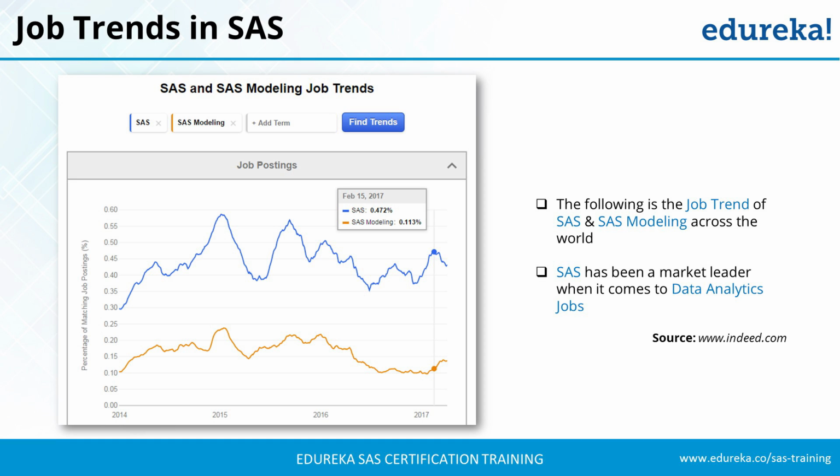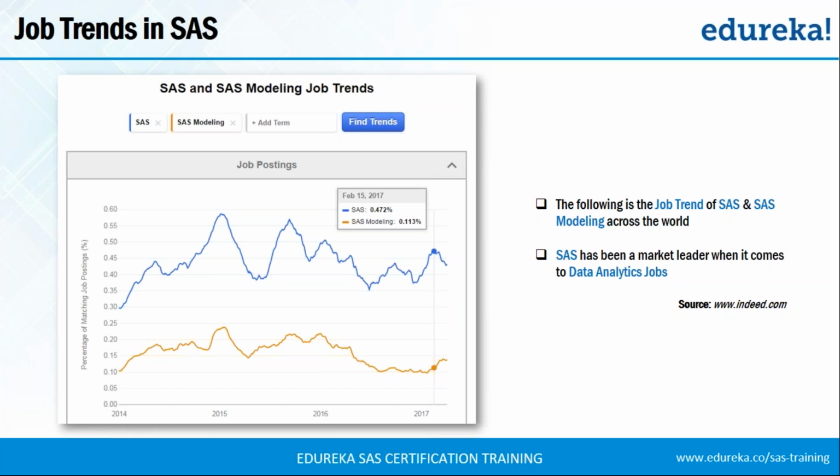On February 15, 2017, the following is a job trend for SAS and SAS modeling across the world. SAS has been a market leader when it comes to data analytics jobs. So 47.2% in data analytics, we were seeing SAS, and SAS modeling as 11.3%. Now this trend actually peaked in 2015, at around 58% for SAS. Same for SAS modeling.